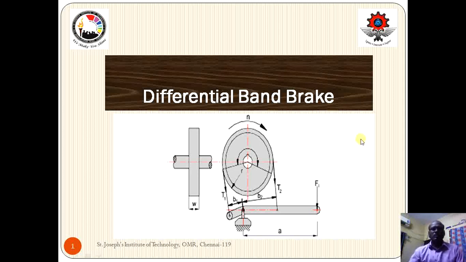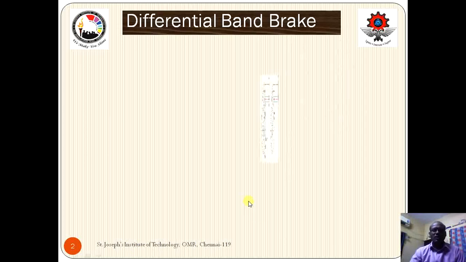Welcome to this video. In the earlier video we studied a simple band brake problem. Today we'll see the differential band brake problem. The difference between simple and differential is that it is self-energizing. Since it has more leverage, it is somewhat easier to apply the brake on the drum, since it has some leverage here at the distance of B1. So we'll see what the other things are.